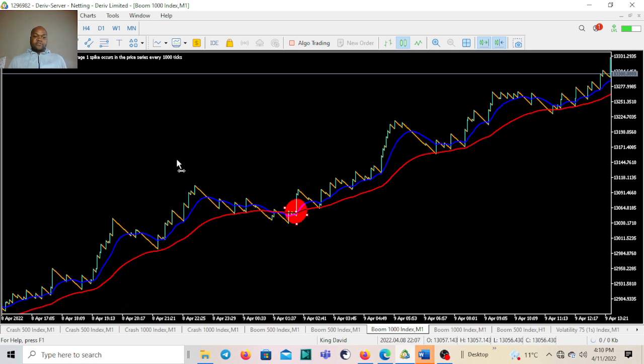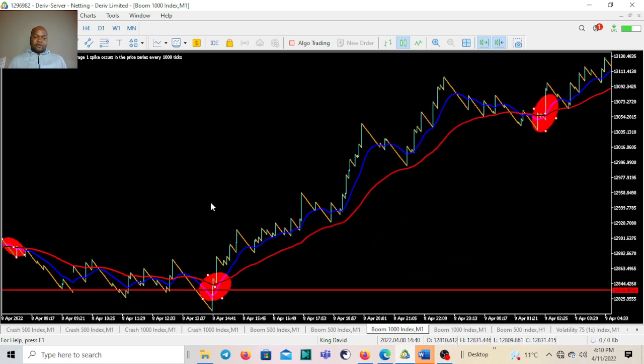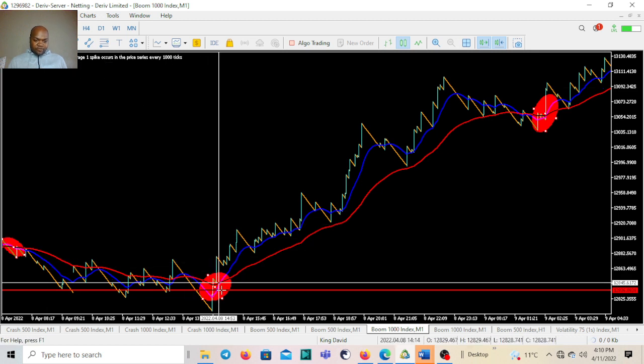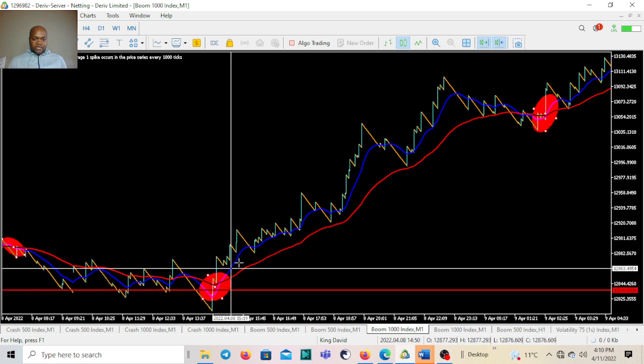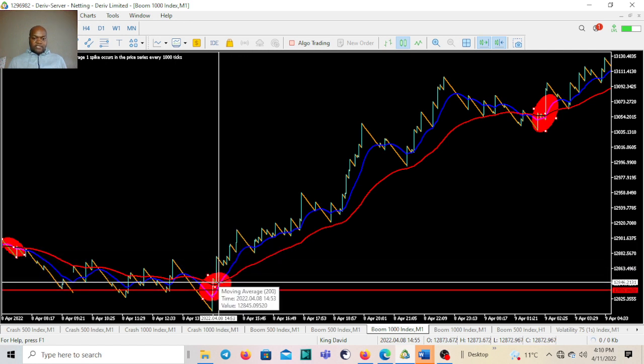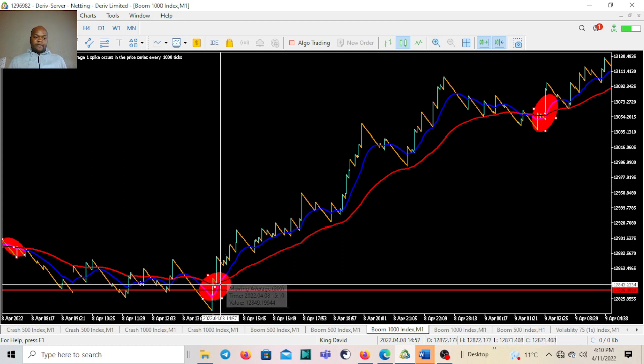Okay, so that's it for the buy. Here we have another buy condition. So your stop loss will be below the what? The 200 exponential moving average. And here we have a crossing. You can see the blue line was crossing above the 200 at this point. So that's where you place your buy.